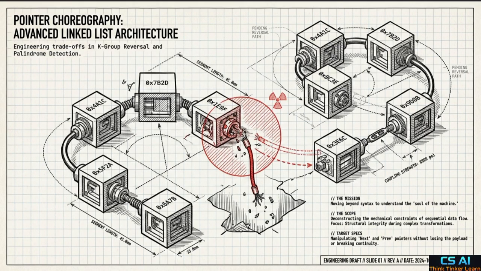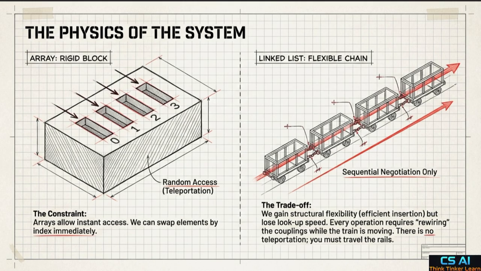Let's first establish the physics of the system by comparing arrays and linked lists. On the left, an array is like a rigid block with numbered slots. It offers random access, or teleportation, meaning you can instantly jump to any element by its index. The constraint is that arrays allow instant access. We can swap elements by index immediately.